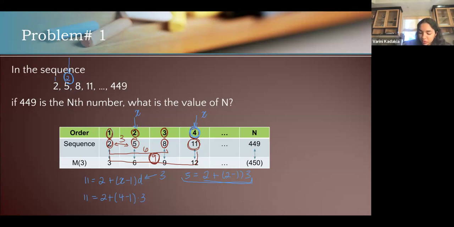So we can do that like a of n, so the term n equals a of 1, which is the first term, plus the position of the term we're looking for. So in this case, it'd be 2, but the position, let's say x, minus 1 times d, right?